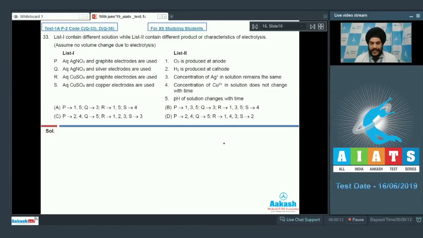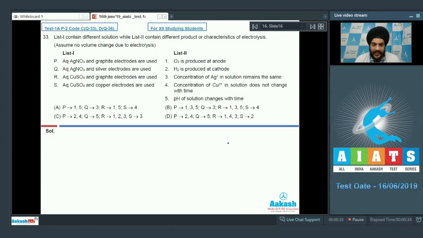Let us look at the next section, students. This section contains 4 questions. Each question has 4 options. These options contain matching corresponding to the entries given in list 1 and list 2. So only one of these options is correct. Okay. So let's start with question number 33.